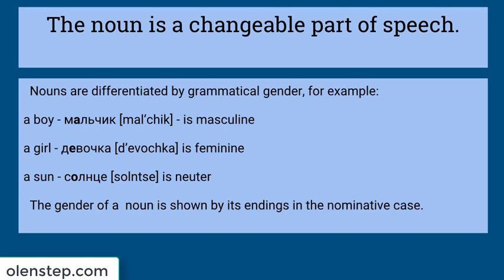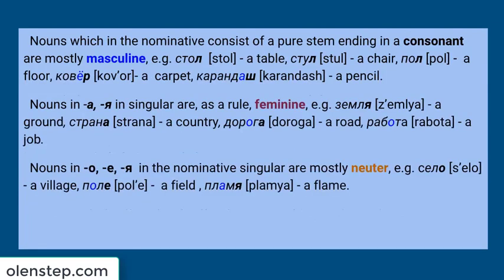Let's read again. Мальчик is masculine. Девочка is feminine. Солнце is neuter. The gender of a noun is shown by its endings in the nominative case. Nouns, which in the nominative consist of a pure stem ending in a consonant, are mostly masculine.